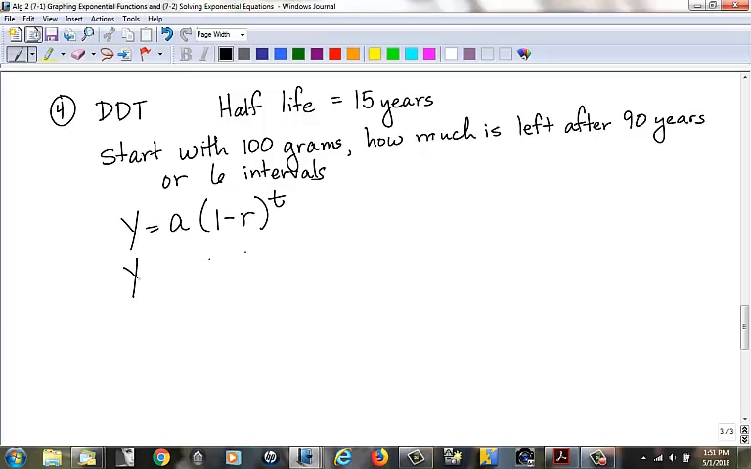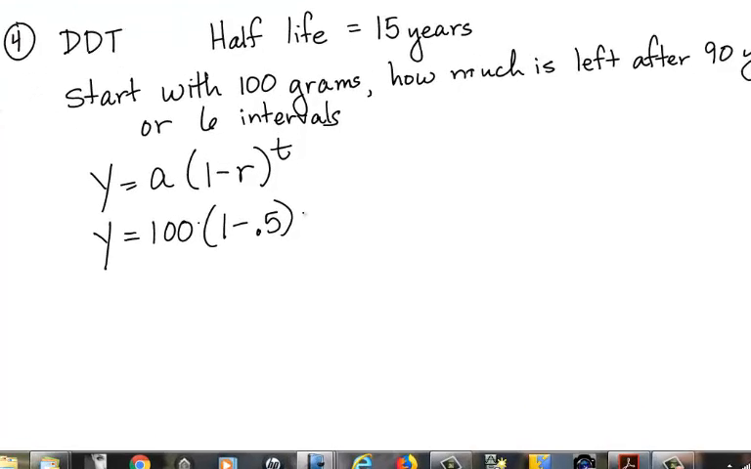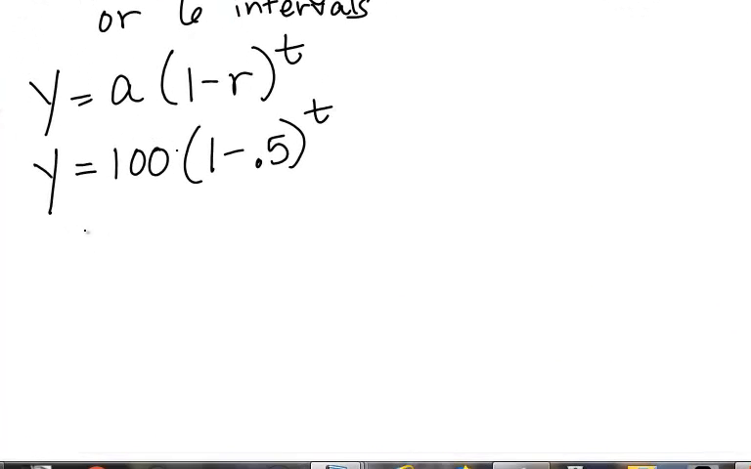They're starting with 100. Okay, and you're doing the half-life, which is similar to what we just did, so it would be 1 minus 0.5, so 0.5 to the t power. So y equals 100 times 0.5 to the t power, or x on your calculator. So after 15 years, there would be 50 left? 50, yep. Okay, so let's put that in.